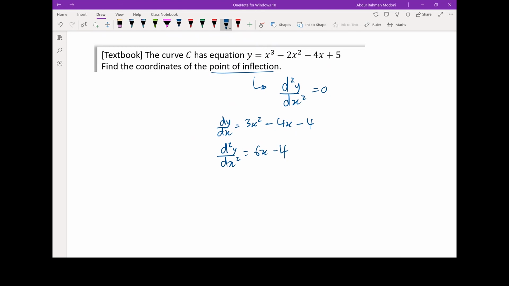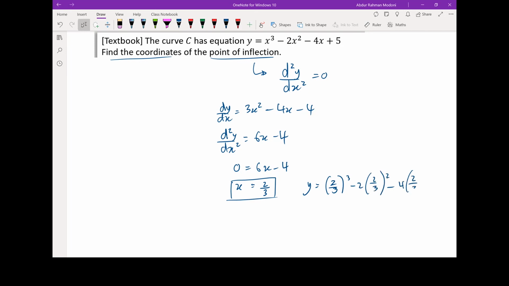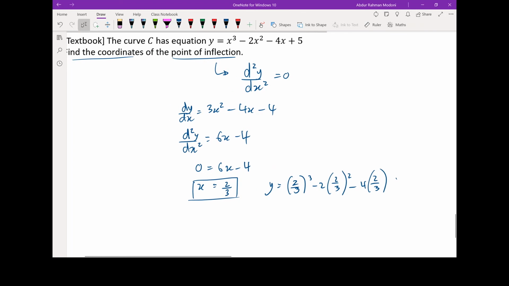And at the point of inflection, the second derivative is 0. Therefore, x is equal to 4/6, which is 2/3. It asks for the coordinates, so we need to go and find out what the y value is. y is equal to (2/3)³ − 2(2/3)² − 4(2/3) + 5. Tidy that up a bit.